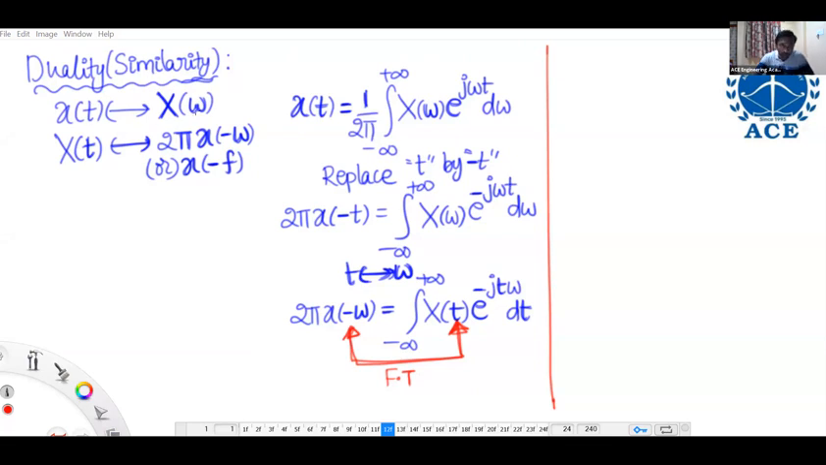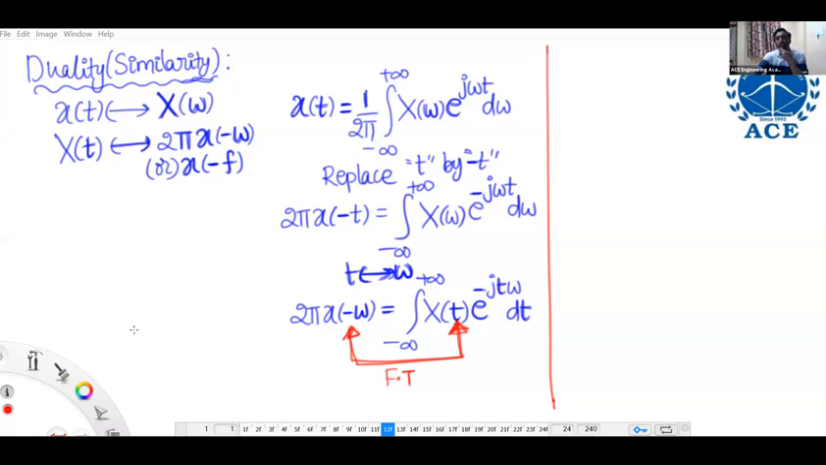Here you are modifying the spectrum to time domain. That is the reason the spectrum expression has no change. Spectrum domain to time domain means omega becomes t, so capital X remains the same. The time domain signal becomes the spectrum now, so t is replaced by minus omega.